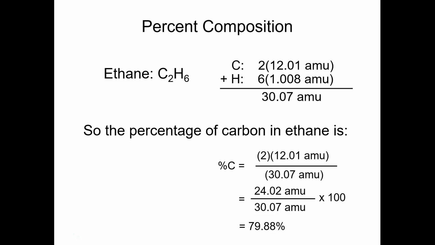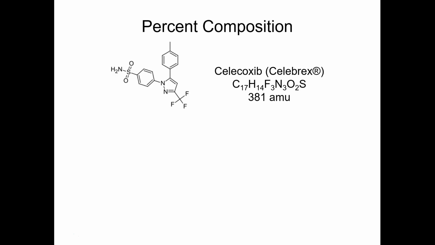Now, when it comes to calculating the percent by mass of hydrogen, I could repeat that same calculation for hydrogen. The other thing I could do, though, is because I know that the total mass has to add up to 100%, and hydrogen is the only other thing present, I can simply figure out the amount of hydrogen by subtracting 79.88 from 100, which gives me 20.12% hydrogen in ethane. Well, let's try a more complex example.